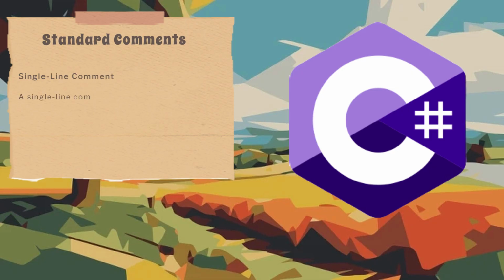A single-line comment begins with the characters // and extends to the end of the line. It is used for brief explanations or notes on one line.